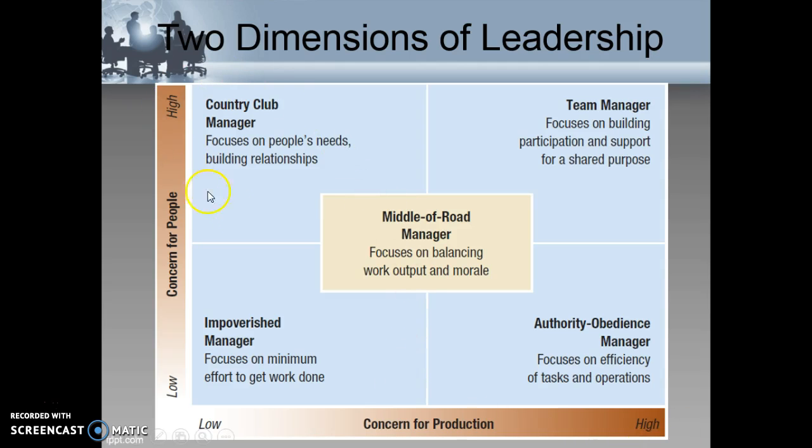Conversely, you can have a high level of concern for people, but a low level of concern for production. This is called the country club manager. This particular individual does the human resources style of manager. Right here, they're trying to emphasize people over the task. Right? We figure that the happy employee or a positive culture is going to equal a hard worker.